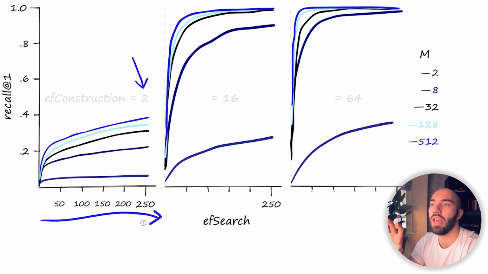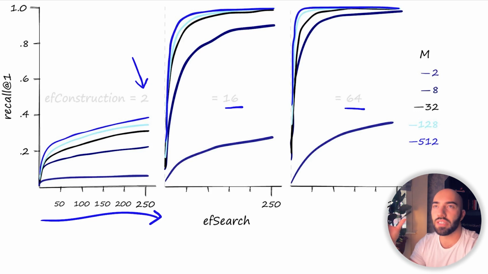Yeah, that's right. And we did that again for the EF construction value of 16 here, and also 64. I did it for more EF construction values, but these were probably the ones that I think showed the relationship best. And then all the colors you can see here, we're using different M values.